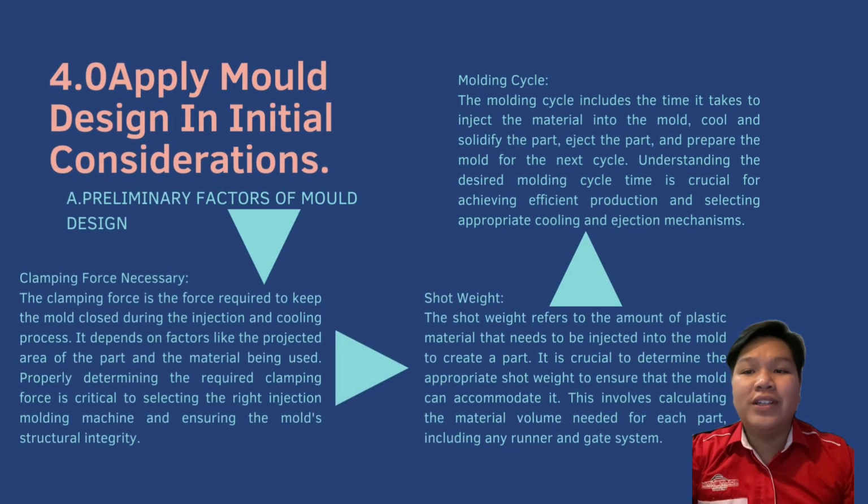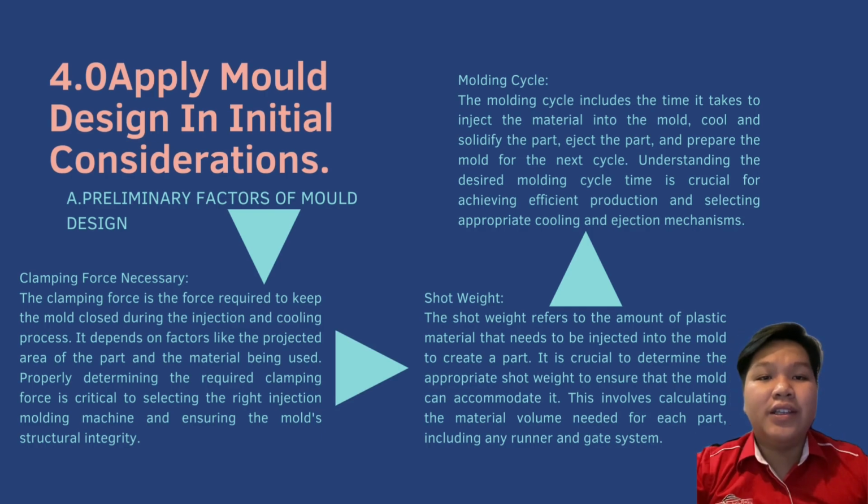Next is applying mold design in initial consideration. Preliminary factors of mold design. First is clamping force necessary. The clamping force is the force required to keep the mold closed during the injection and cooling process. It depends on factors like the projected area of the part and the material being used. Properly determining the required clamping force is critical to selecting the right injection molding machine and ensuring the mold's structural integrity.